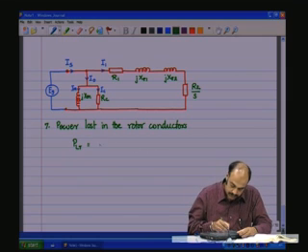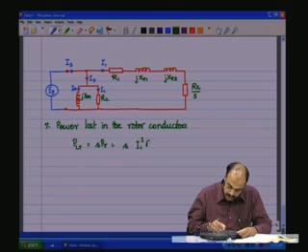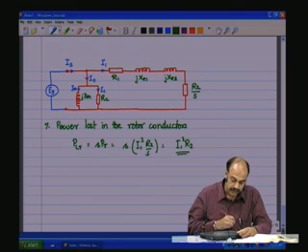If we look at slip times PR, which is equal to slip times I1 square R2 by S, which is equal to I1 square R2. This is the power lost in the rotor.